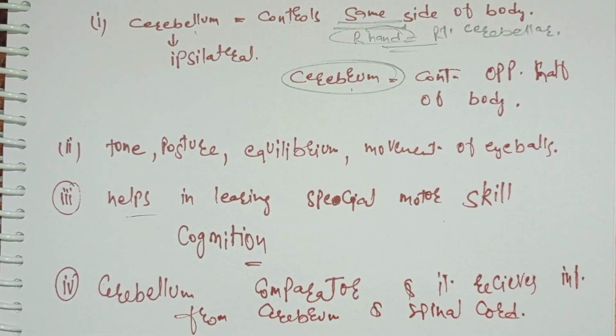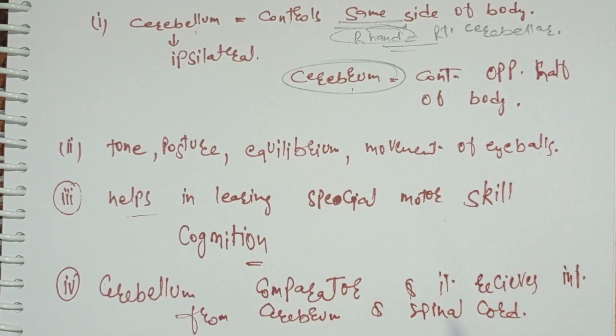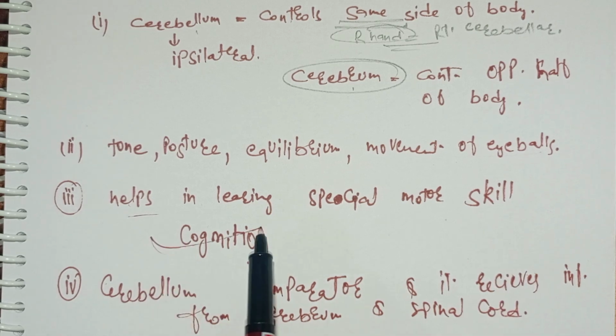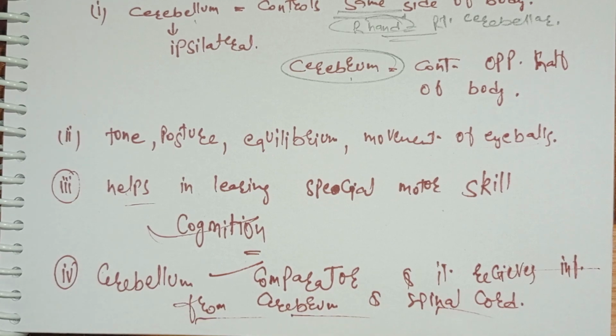So these are the functions of the cerebellum. It maintains tone, posture, equilibrium, and movement of eyeballs. It helps in learning spatial motor skills. It also plays a role in cognition. The cerebellum functions as a comparator, and it receives its information from the cerebrum and spinal cord.